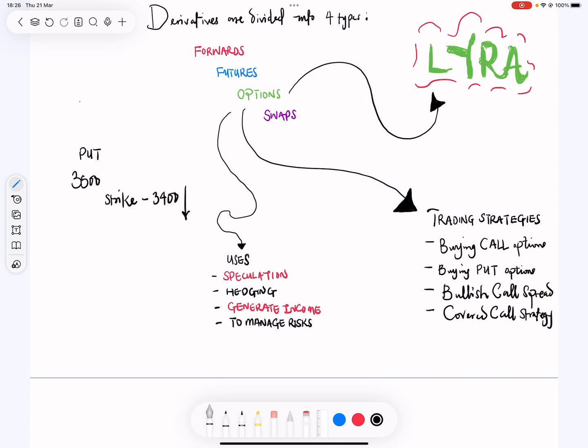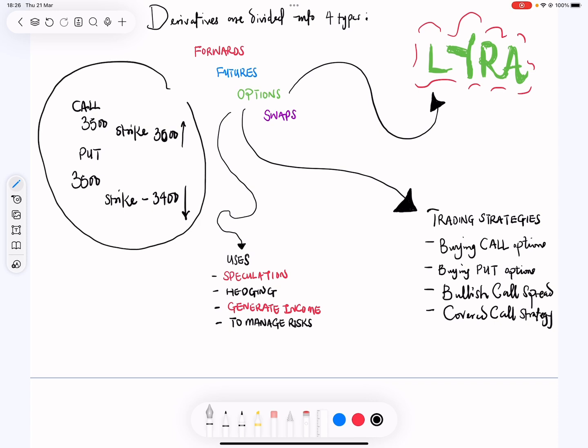But for the call option, ETH is at 3.5 and our strike is at 3.6. A strike can be any price, but usually it makes more sense for it to go above if you're buying a call, so 3.6 and above. This is basically explaining what happens in call and put. I hope you understand that. You'll see it more in practice when I open the trading app.